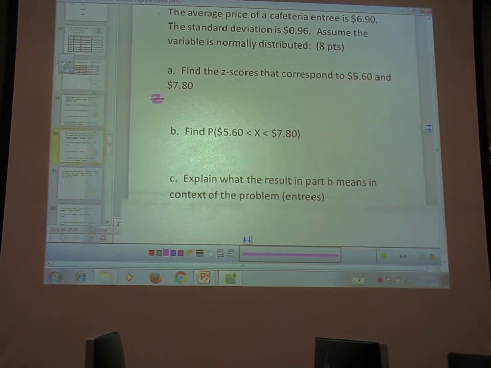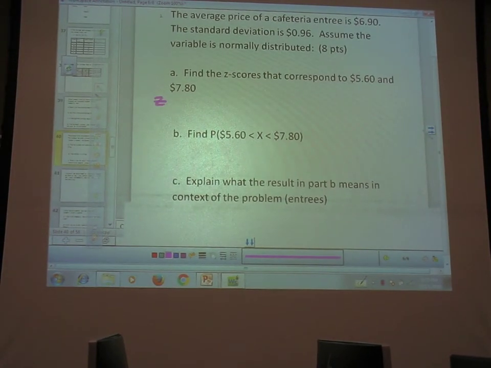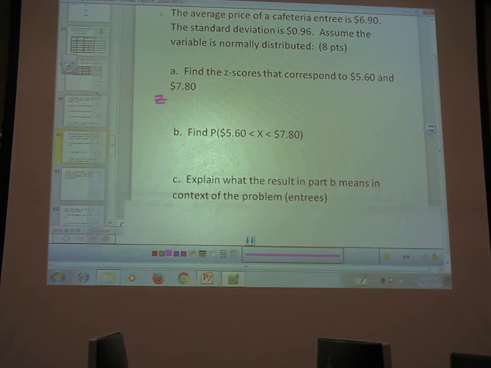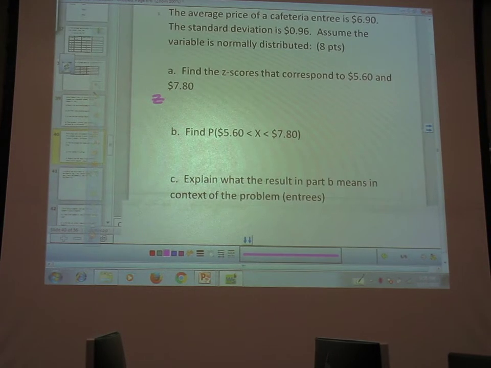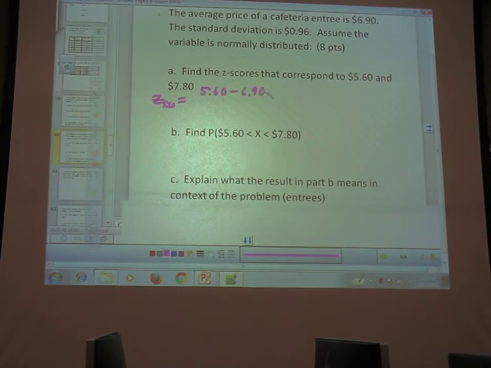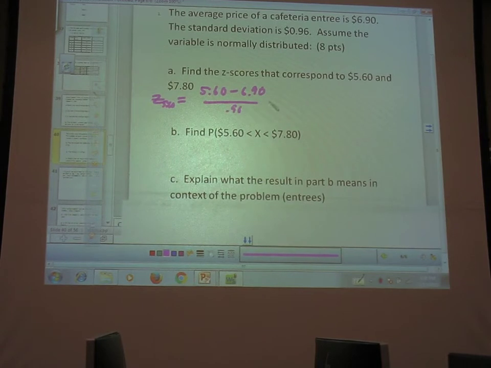How far the number is from the mean? Number of standard deviations of values above or below the mean. There you go. So you figure out how far a value is away from the mean and you divide it by a standard deviation. Okay, so the first one, my z-score for 560 is going to be 560 minus 690 divided by my standard deviation. What do you guys get for that one? Negative 1.354. Great.